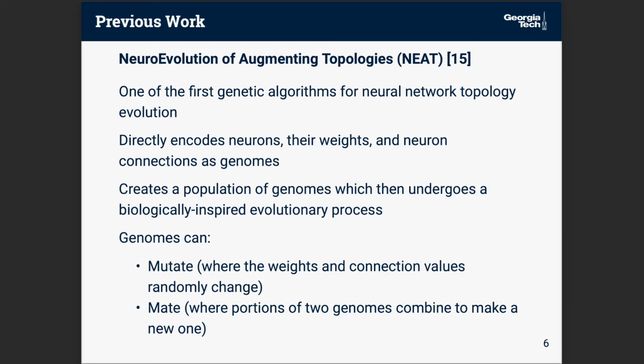NEAT stands for NeuroEvolution of Augmenting Topologies, and it is one of the first genetic algorithms for neural network topology evolution. NEAT directly encodes neurons, their weights, and neuron connections as genomes. It then creates a population of these genomes, which undergoes a biologically inspired evolutionary process, during which genes can either mutate, where their weights and connection values randomly change, or mate, where portions of two genomes combine to make a new child genome.